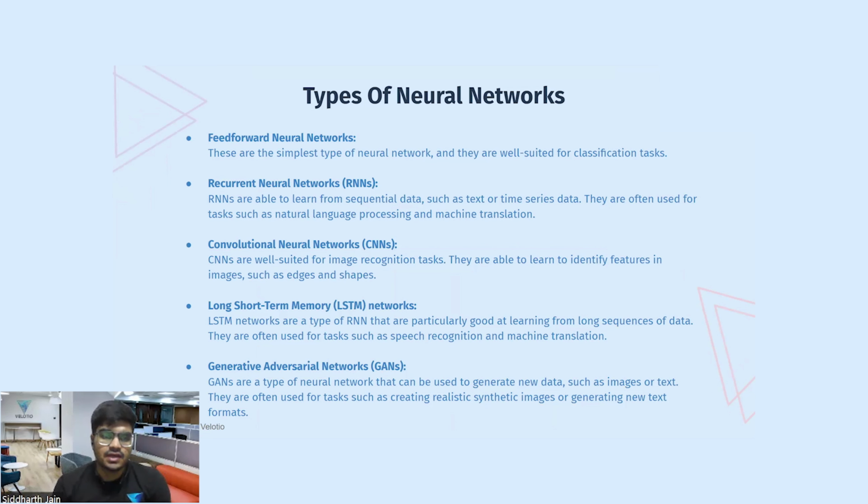Then comes LSTM. LSTM is a type of RNN, and it is particularly good at learning from long sequences of data, but with a short context only. So they are often used for tasks such as speech recognition and machine translation. And then comes Gen AI, that buzzing word, or generative adversarial networks. GANs are a type of neural network that can be used to generate new data, such as images or text. They're often used for tasks such as creating realistic synthetic images or generating new text. And Brain.js is capable of building all of these neural networks within itself.